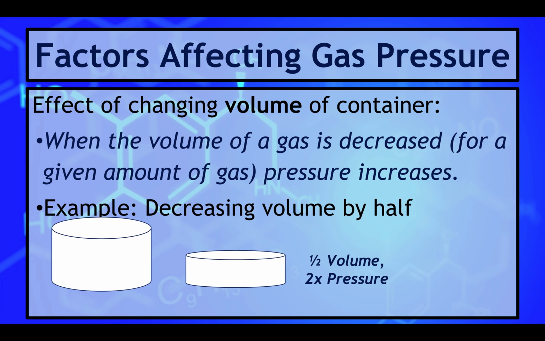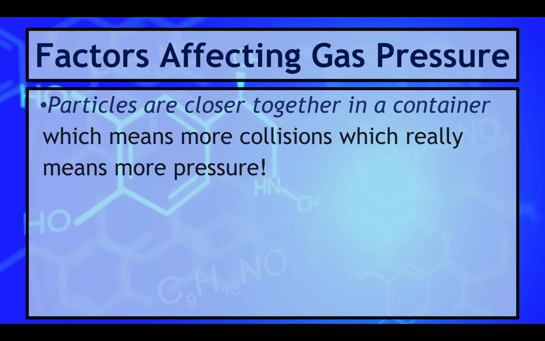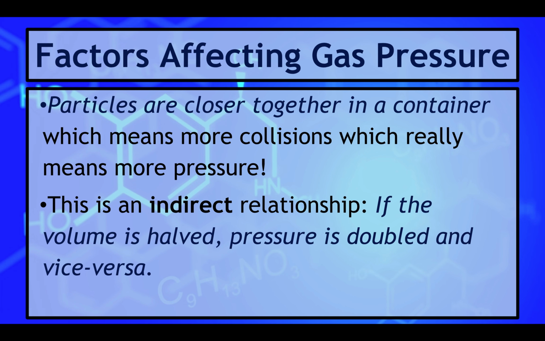This just makes sense because we have the same number of particles colliding with the side of a container, but our container is much smaller, so those particles are going to hit the side of the container more often. Particles are closer together in a container, which means collisions, which really means pressure. It's an indirect relationship. If the volume is halved, the pressure is doubled, and vice versa.